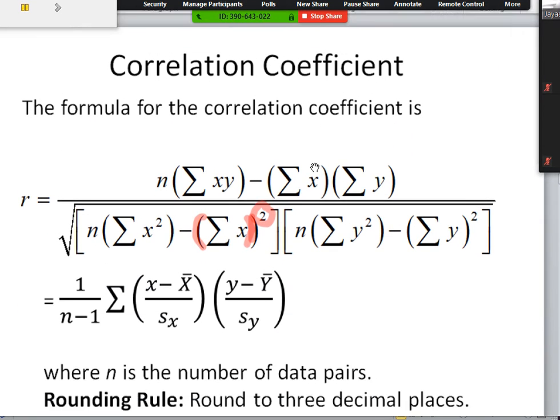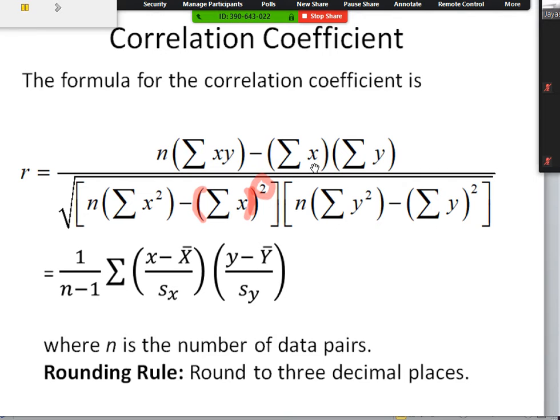So this is the formula for the correlation coefficient. So this is how we find what R is. We just looked at what R represents. When R is 1, it's a perfect line up. When R is -1, it's a perfect line down. But now we're looking at how you find R.